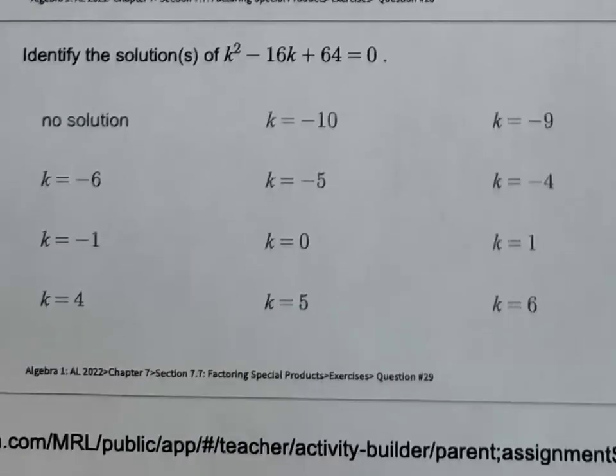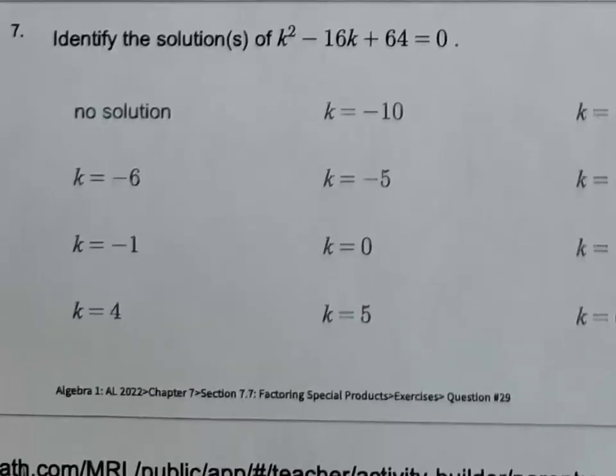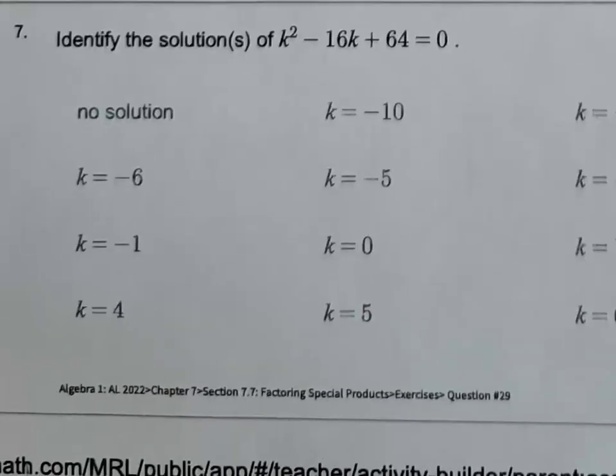Number 7. What do you think it's going to be? Is it going to be a perfect square trinomial or a difference of squares? Well, it's a trinomial, so it's a perfect square trinomial. So the funny thing, this one, when you factor it, it gets smaller.